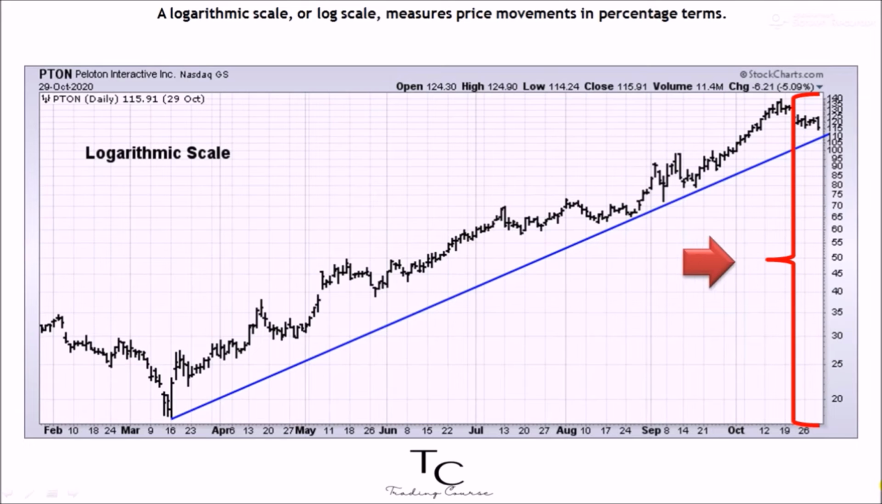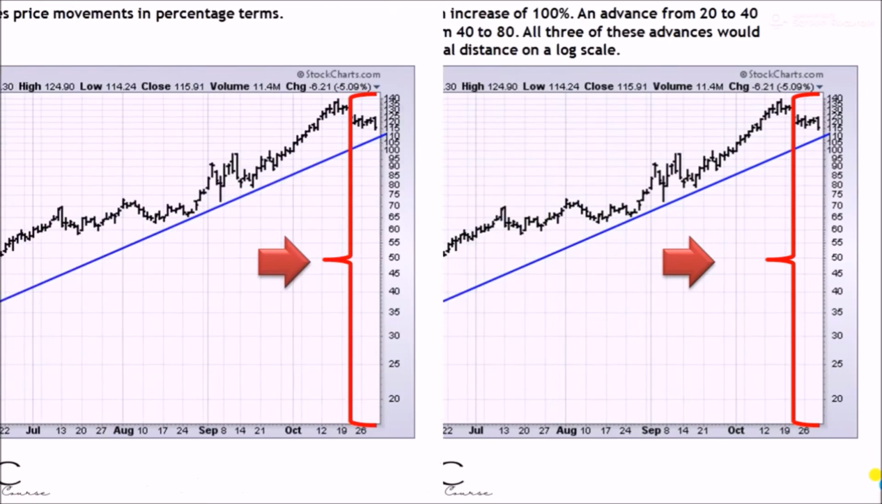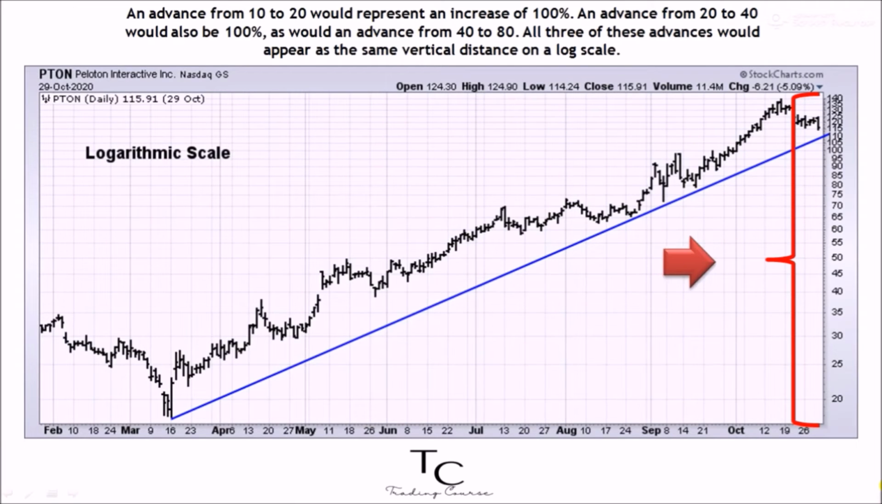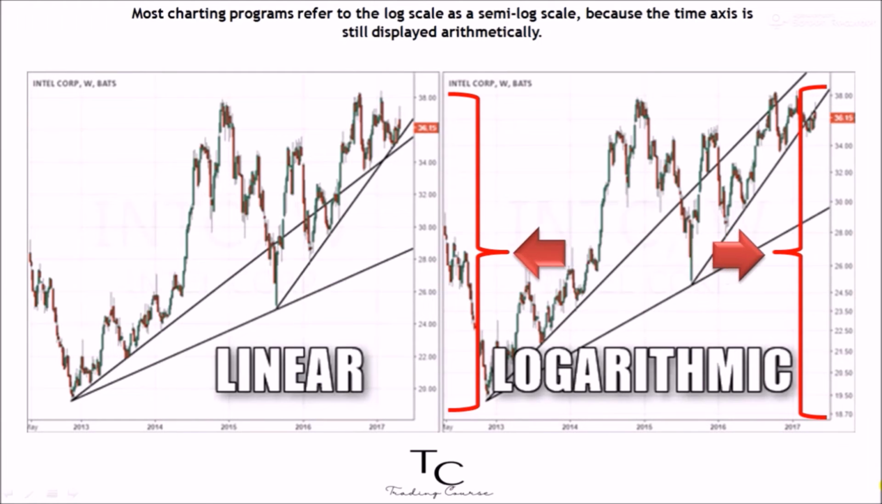A logarithmic scale, or log scale, measures price movements in percentage terms. An advance from 10 to 20 would represent an increase of 100%. An advance from 20 to 40 would also be 100%, as would an advance from 40 to 80. All three of these advances would appear as the same vertical distance on a log scale. Most charting programs refer to the log scale as a semi-log scale, because the time axis is still displayed arithmetically.